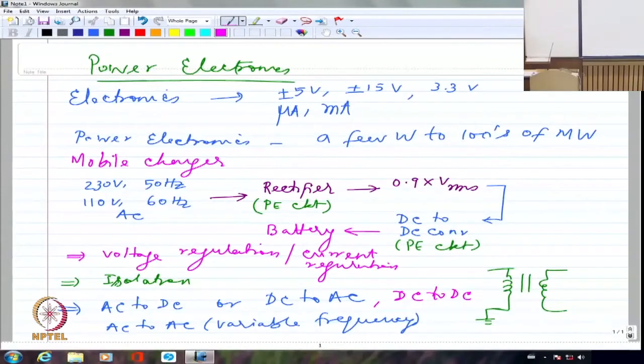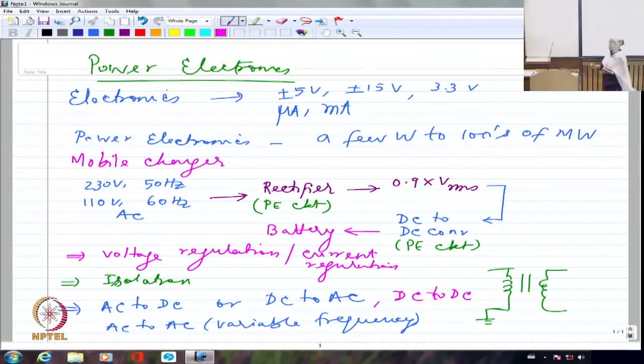If I want an adjustable speed drive, I would be able to use an AC to DC converter and then a DC to AC inverter. That will essentially enable me to get a variable speed drive or adjustable speed drive. So this is another example, right?